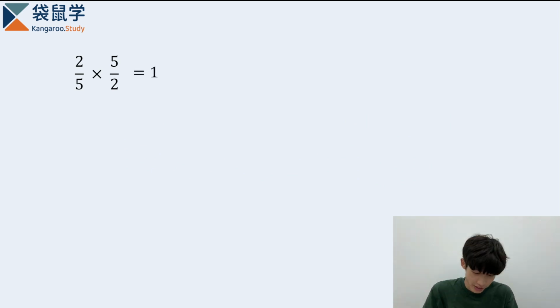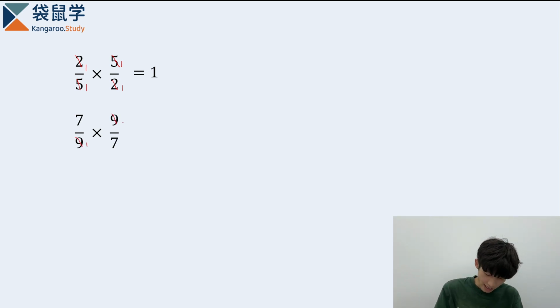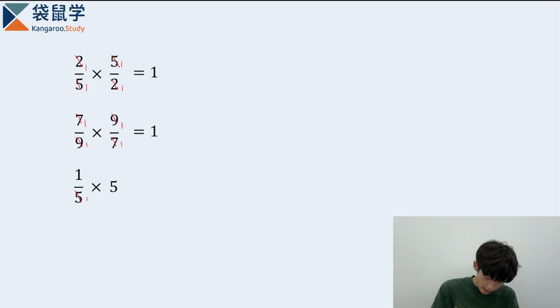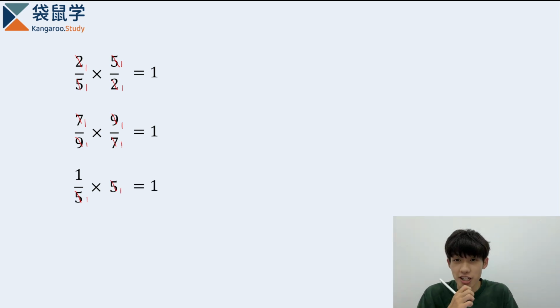If you do the calculation to check, we can find that 5 can be simplified with 5, and 2 can be simplified with 2, so it just equals 1. Now, how about 7 over 9 times 9 over 7? This 9 can be simplified with 9, and 7 can be simplified with 7, so it also equals 1. And how about this one? 1 over 5 times 5. We can see the denominator 5 can be simplified with the whole number 5, which also gives us 1.